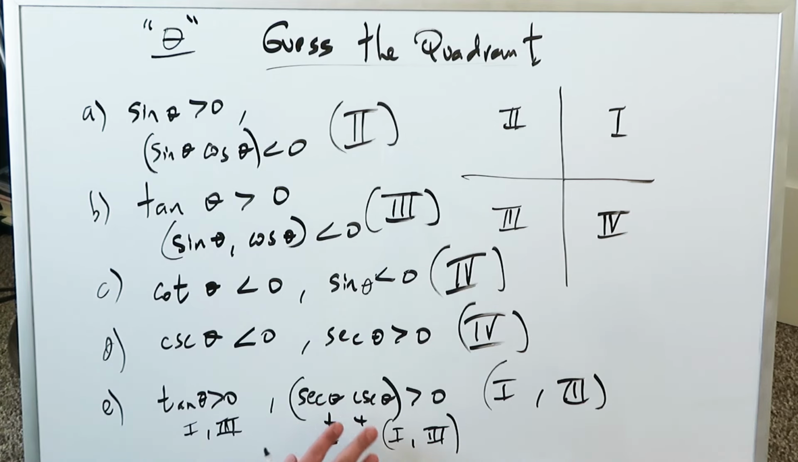They were either both positive, in which case we are looking at everything in the first quadrant, or they were both negative, in which case we're looking at everything in the third quadrant. So you have 2 answers, quadrant number 1 and quadrant number 3.